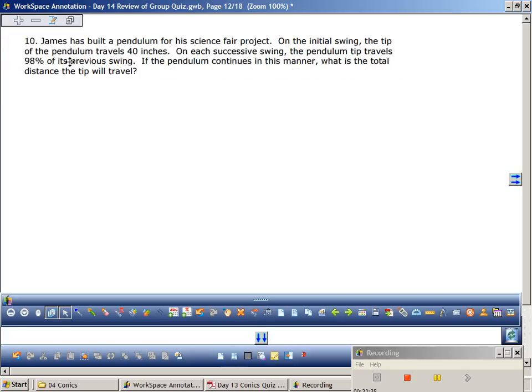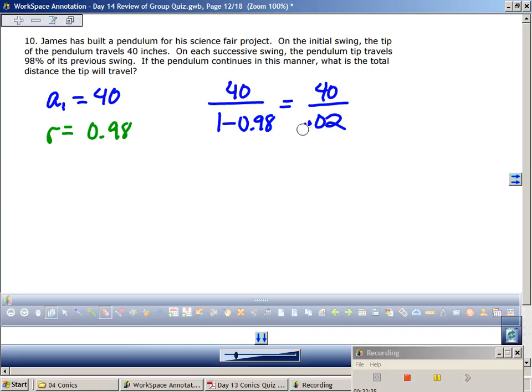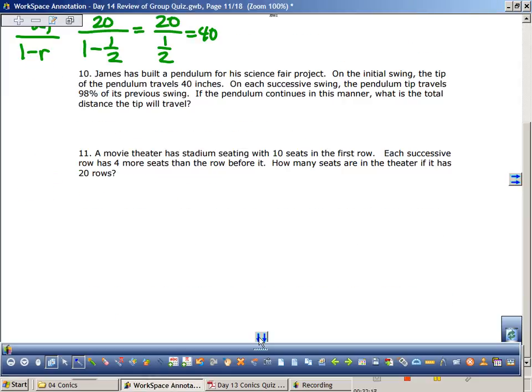All right, it says James built a pendulum for a science project. His initial swing is 40 inches. Each swing is going to be 98% or 0.98. So I do 40 over 1 minus 0.98. Some of you guys put 0.2. If you put 0.2, you got 200. If you put 0.02, you got 2,000. Delete errors. And number 11. That's what I will do right there.